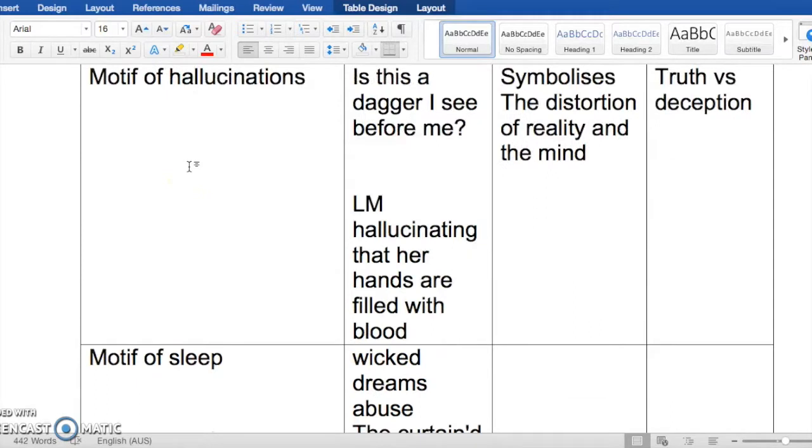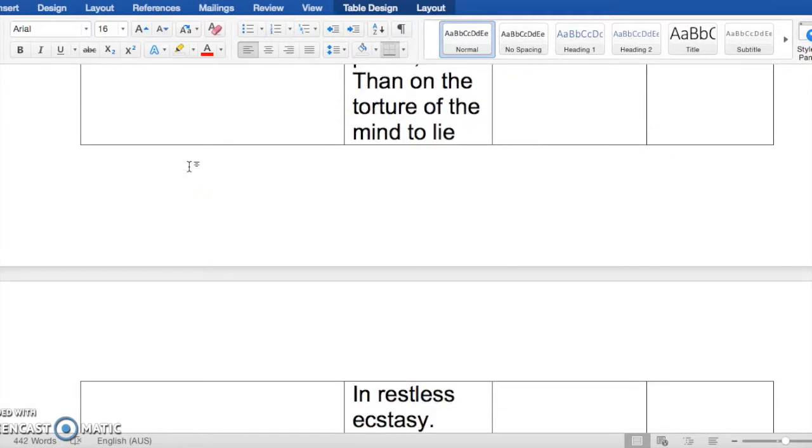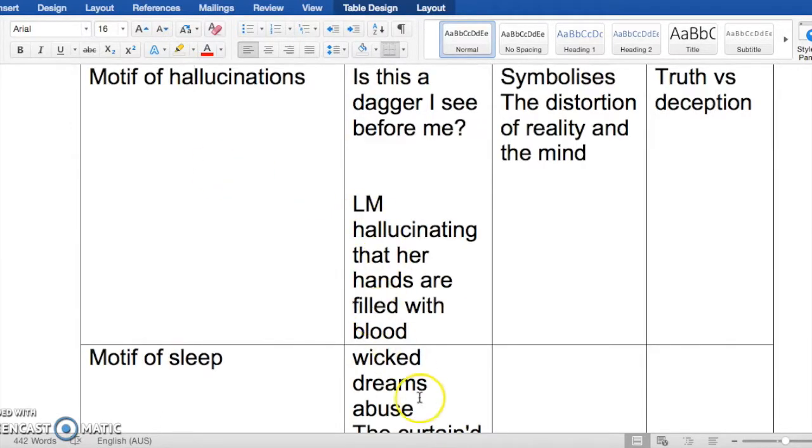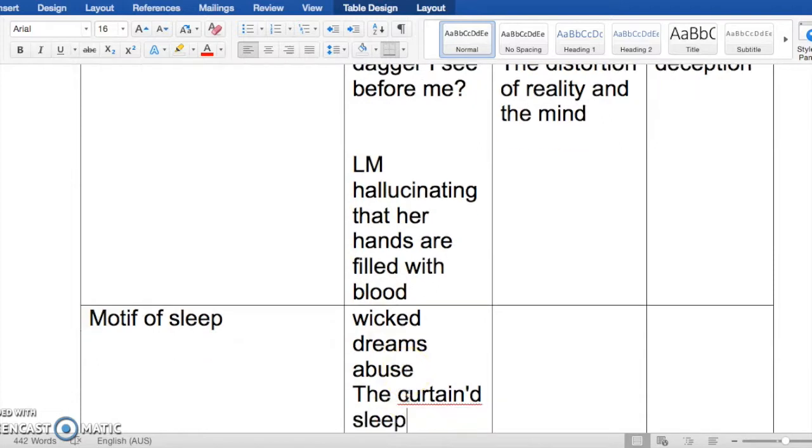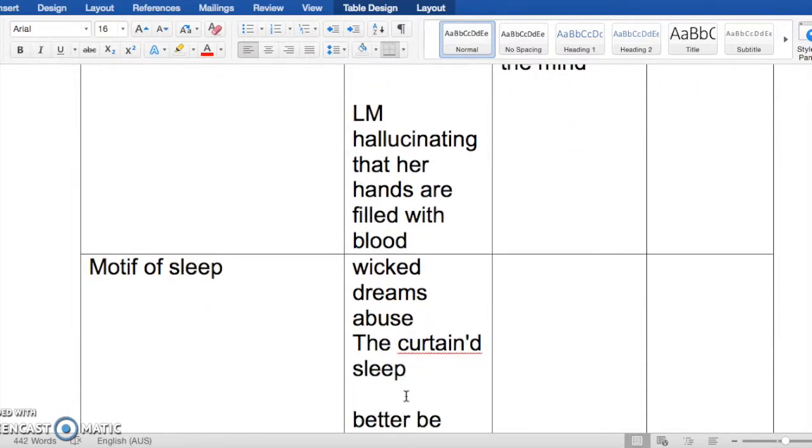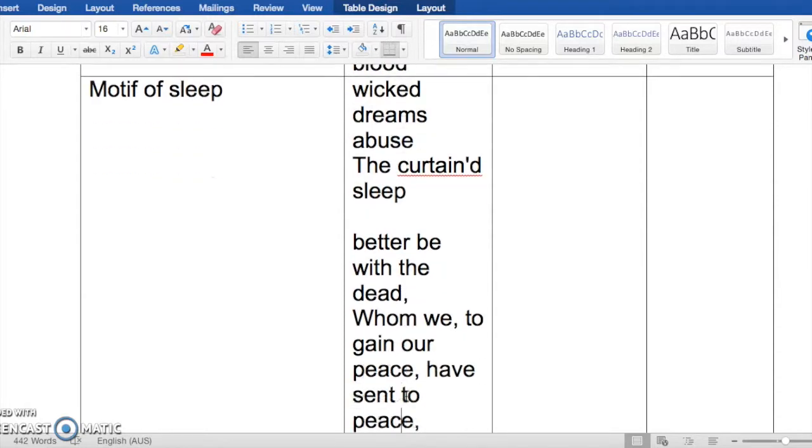The motif of sleep. Now, obviously, you don't want your essay to be just a bunch of motifs, but it's just an example of what you can use. "Wicked dreams abuse the curtained sleep." This is Macbeth talking about how dreams are personified and he can't sleep. He knows that the dreams are so bad that they're not going to stop.